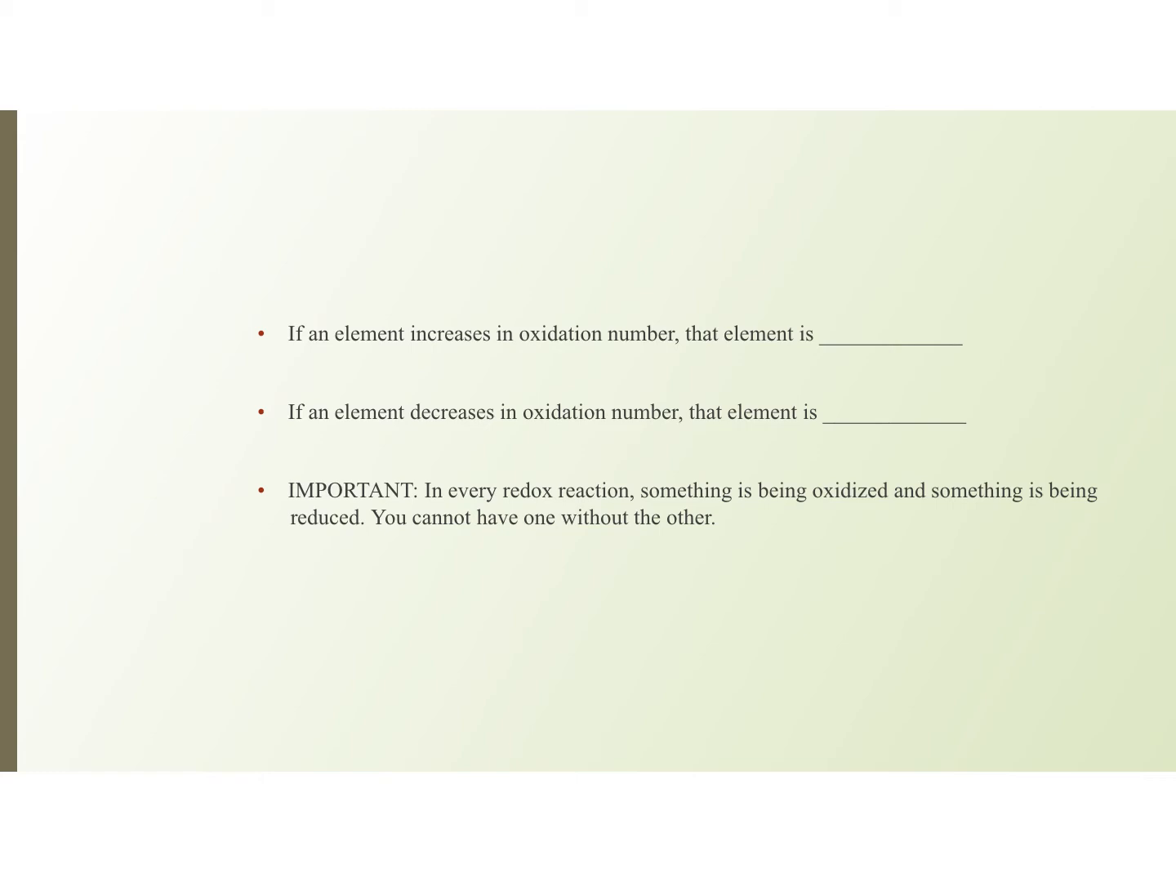So how do we use oxidation number? If an element increases in oxidation number over the course of the reaction, that means that the element is losing electron, which means that it is being oxidized. Okay. By the same token, if an element decreases in oxidation number, that means it's gaining electrons, which are negative, and that element is therefore being reduced. It's very important to note that every redox reaction has something being oxidized and something being reduced. Okay, you can't have one without the other one happening.